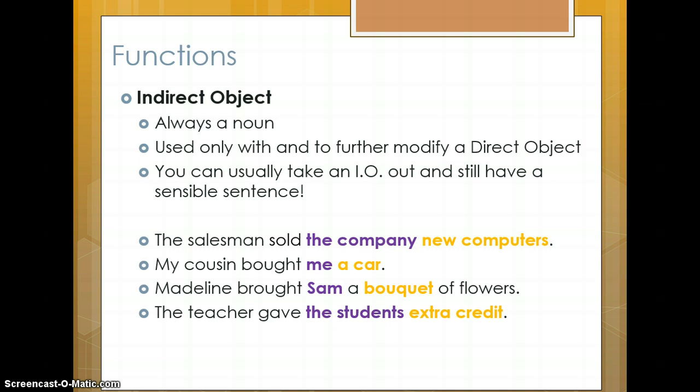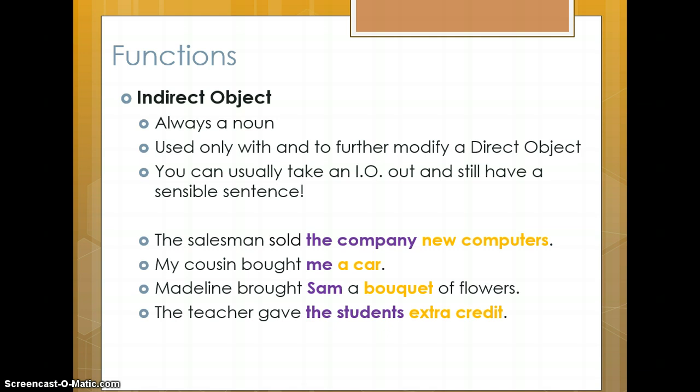So, the salesman sold new computers. New computers is your direct object. That sentence makes perfect sense without the company in the middle of it. The company gives us more information about to whom the new computers were sold. So the salesman sold the company new computers. You could rephrase that and say the salesman sold new computers to the company. You could change that indirect object into a prepositional phrase and it would be just fine.